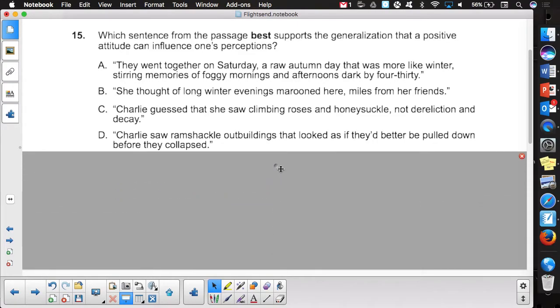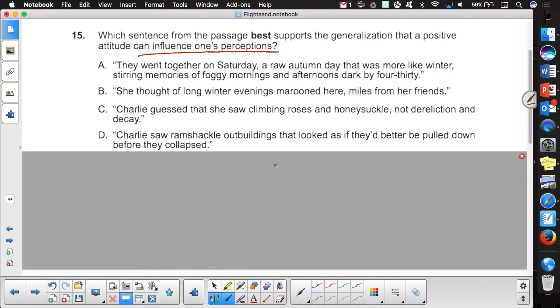Did you see that answer, Court? Which sentences from the passage best support the generalization that a positive attitude can influence one's perceptions? A, they went together on Saturday, a raw autumn day that was more like winter, stirring memories of foggy mornings and dark afternoons by 4:30. She thought of long winter evenings marooned, miles away from her friends. Charlie guessed she saw climbing roses and honeysuckle, not dereliction and decay. Charlie saw ramshackle outbuildings that looked like they'd better be pulled down before they collapsed.